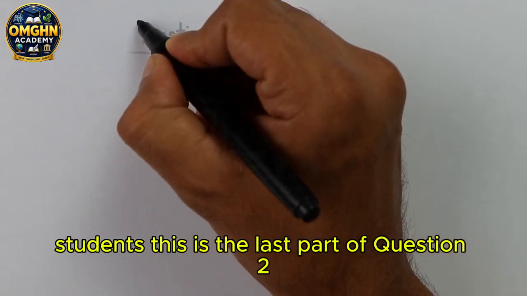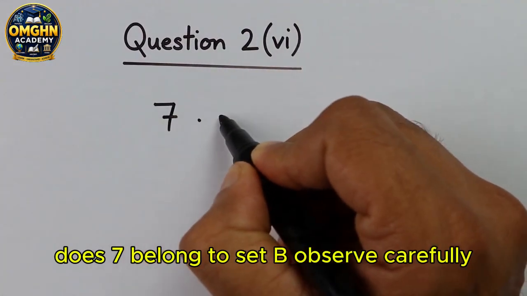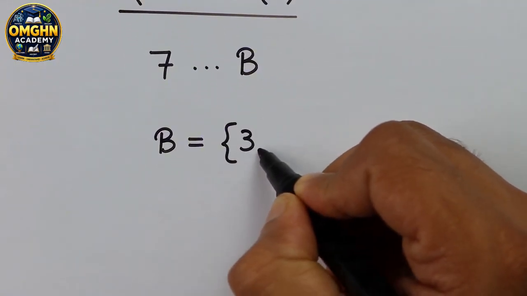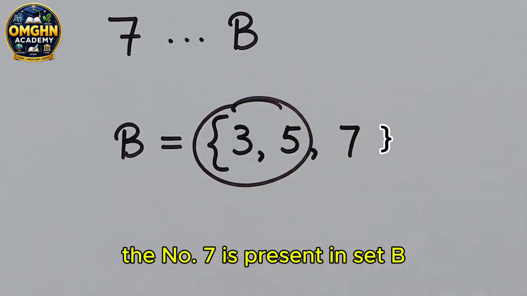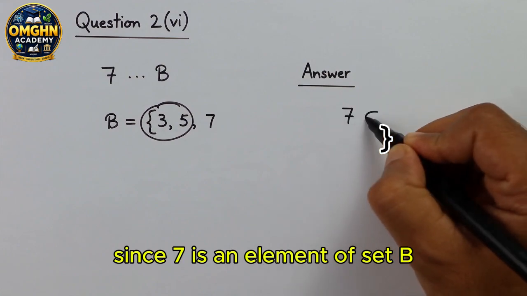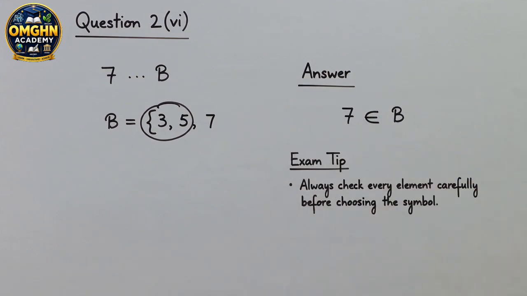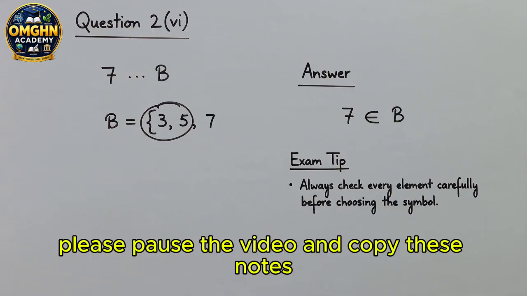Students, this is the last part of question 2. Does 7 belong to set B? Observe carefully. The number 7 is present in set B. Since 7 is an element of set B, we use the symbol belongs to. Excellent. We have completed question number 2. Please pause the video and copy these notes.